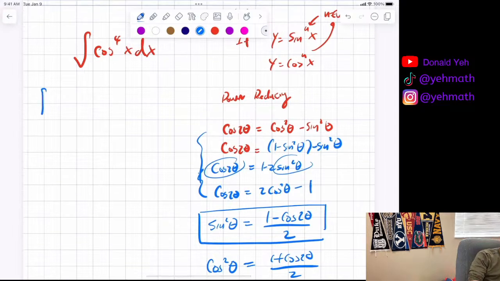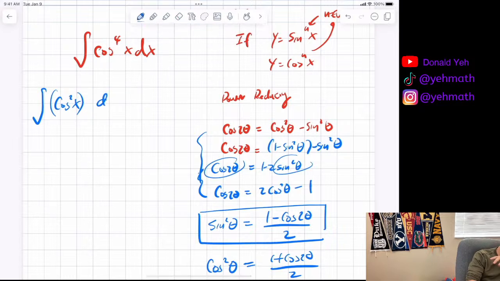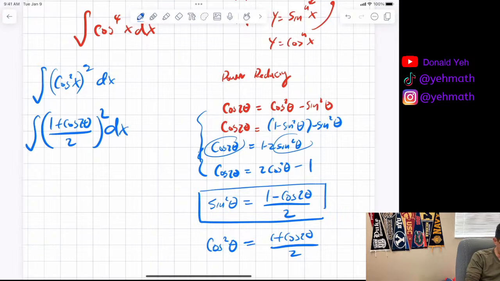So obviously, I can change this. How do I change it? Well, I can change the cosine square of x times cosine square of x. Let me do a better job. This, let's say 2, like that. We already know that, so it'll be 1 plus cosine of 2 theta over 2, squared, dx. D theta, sorry. I'll just use x.